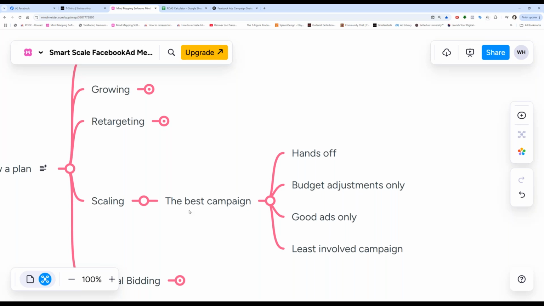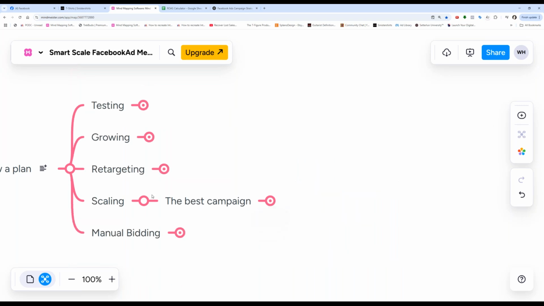Because I know my scaling campaign only has the best of the best in it, right? So scaling, setting up that campaign, that's down the road for most people. But once you get to that phase, that's when you're making really good money.